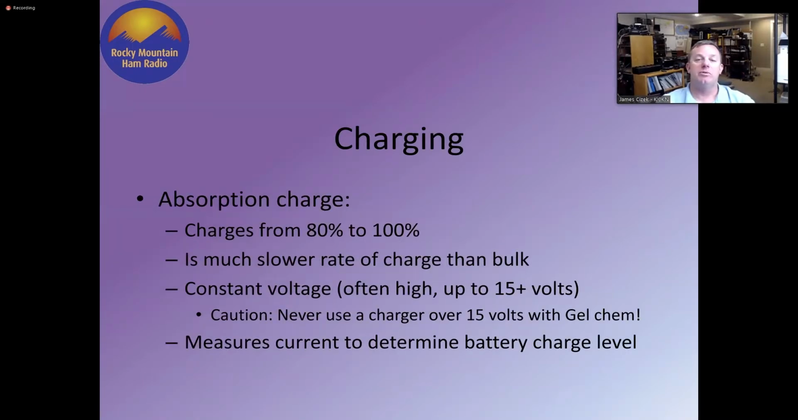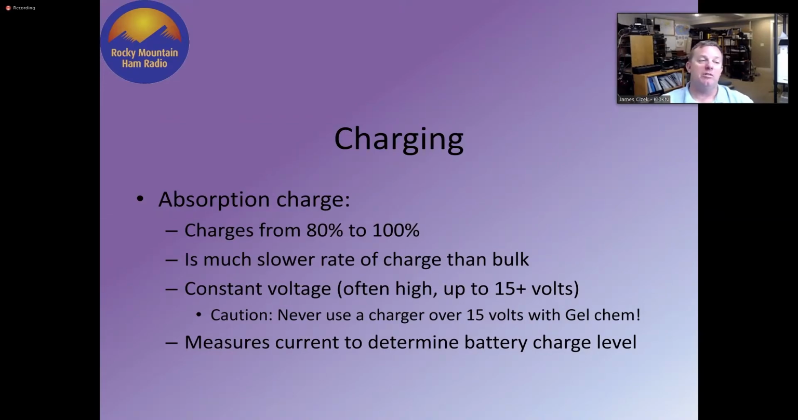it will switch to absorption charge. This is where we go from 80 to 100. It is often the slower part of the charge. It is a constant voltage, and it is typically very high, sometimes 15 or more than 15 volts.